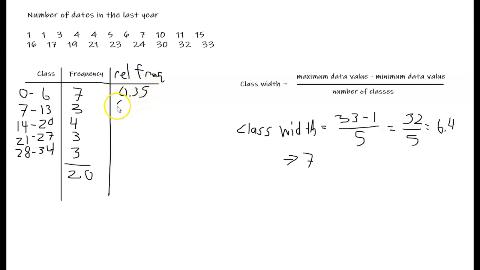3 over 20 is going to be 0.15. 4 would be 0.2. And these last two would be 0.15 because it's 3 divided by 20. Sometimes they include that relative frequency, sometimes they don't, but that should all add up to 1. And if you convert those to percentages, you can do that as well, and then it would add up to 100%.